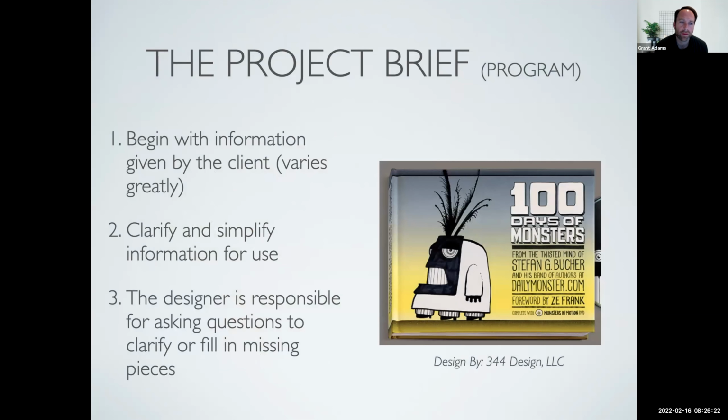So the program, we're beginning with the information that's given by the client. We need to clarify and simplify that information so that we can use it. So a lot of times, and I use the architectural example here because it's more natural for me because that's what I studied, the client comes to you and says, I want a new kitchen. Okay, that's great. Now, if I don't clarify or simplify that, if I just know that you want a new kitchen, the kitchen I go out and design might be completely different than the kitchen you want.